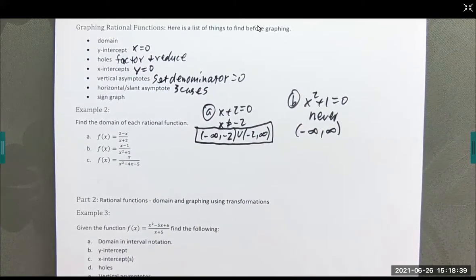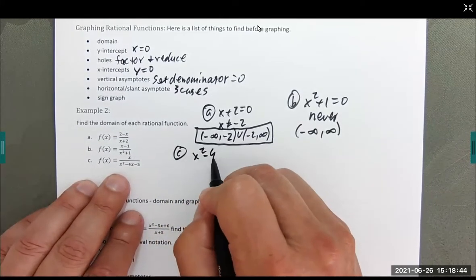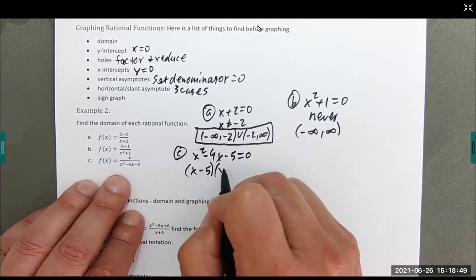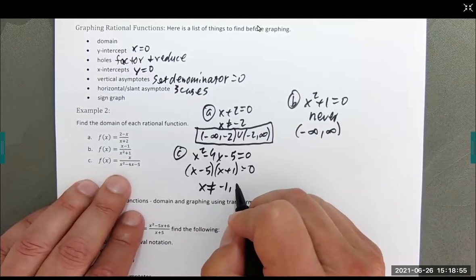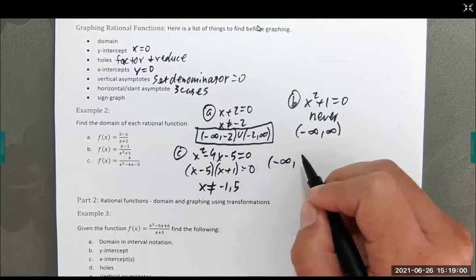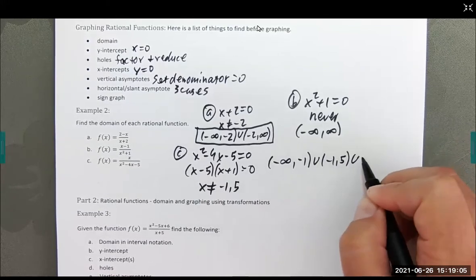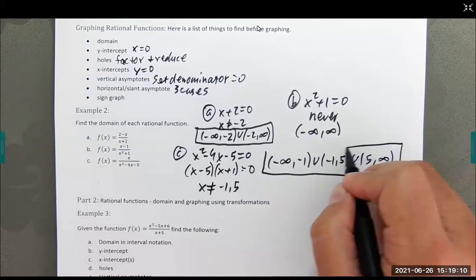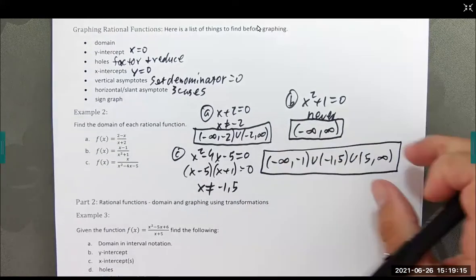Part C, we got x squared minus 4x minus 5 equals 0. X minus 5, x plus 1 equals 0. So x cannot equal negative 1 and 5. So interval notation is going to look like this. And I know that's kind of long, but that's what it is. And if you have even more factors in the denominator, you can see this could just go on and on and on.